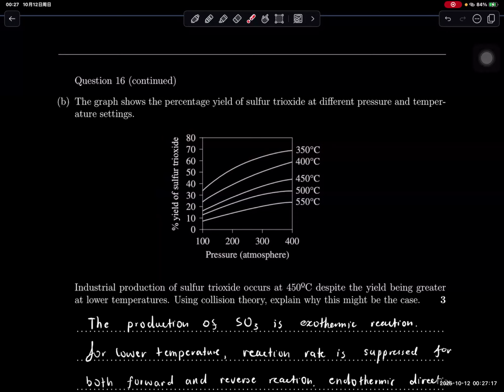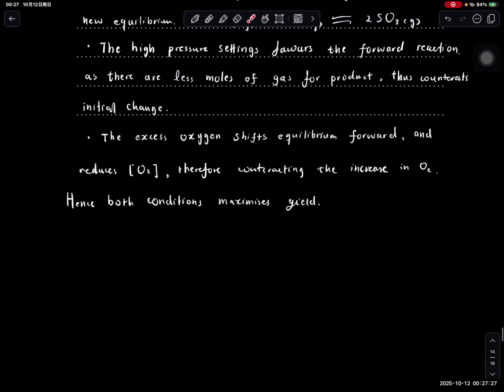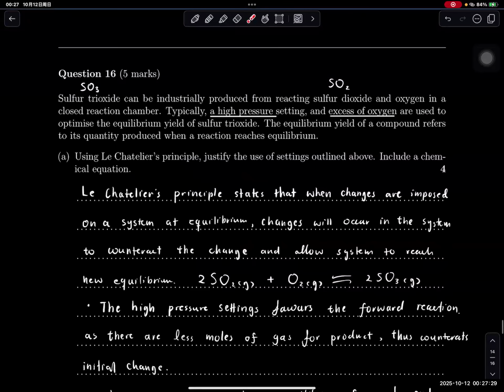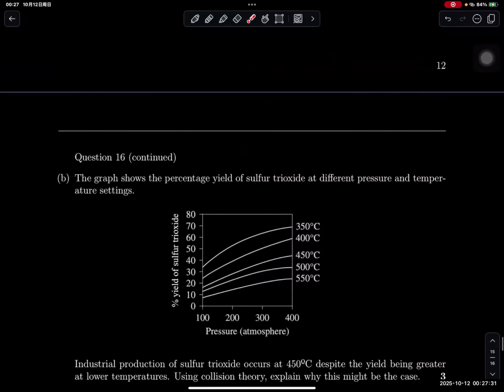We could choose 350 and get more yield out of it, but simultaneously, the whole reaction is exothermic. So a lower temperature gives you more yield, because it shifts forward to produce more energy from the exothermic reaction. But simultaneously, reducing that temperature will reduce your rate.